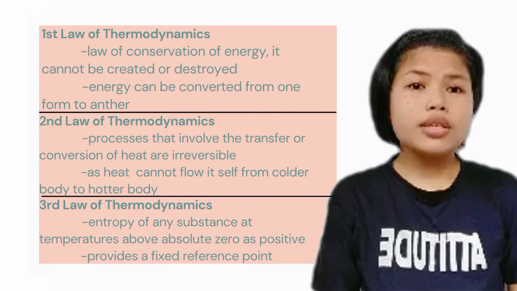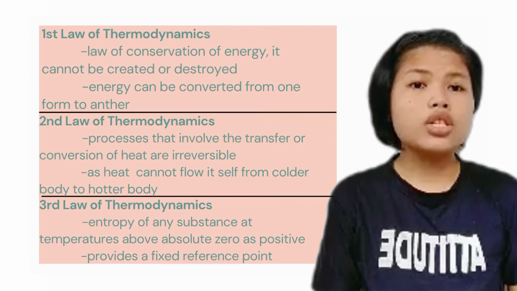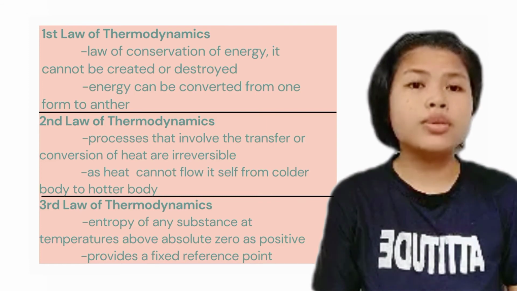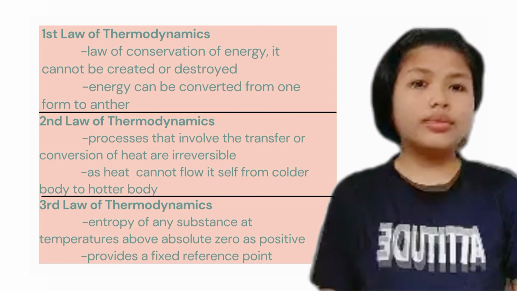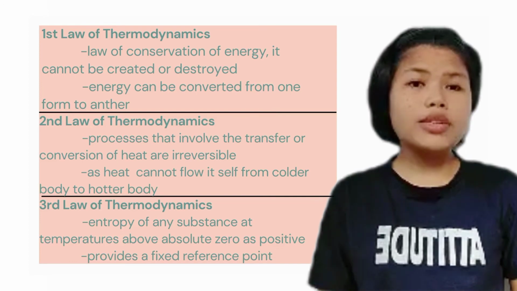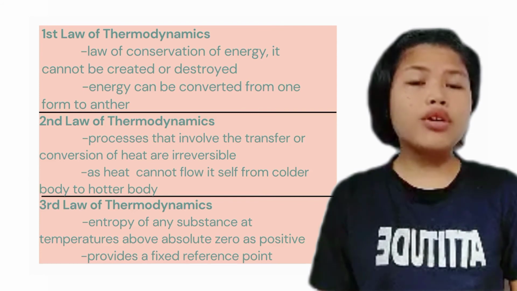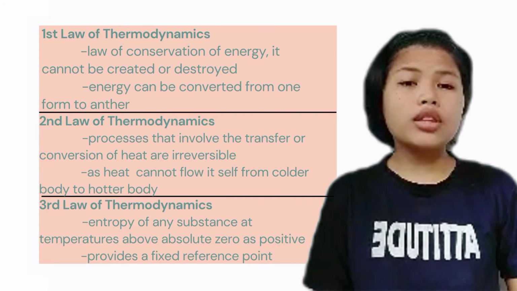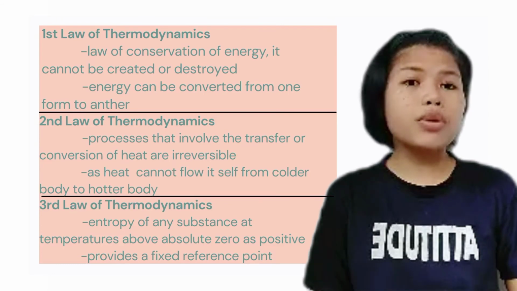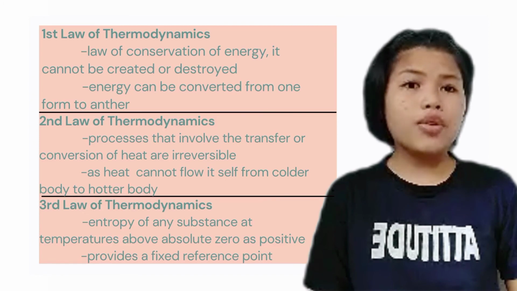The second law of thermodynamics is about processes that involve the transfer or conversion of heat being irreversible, in which the second law is defined as heat cannot flow by itself from a colder body to a hotter body. The third law of thermodynamics defines the sign of the entropy of any substance at any temperature above absolute zero as positive. It provides a fixed reference point that allows us to measure the absolute entropy of any substance at any temperature.